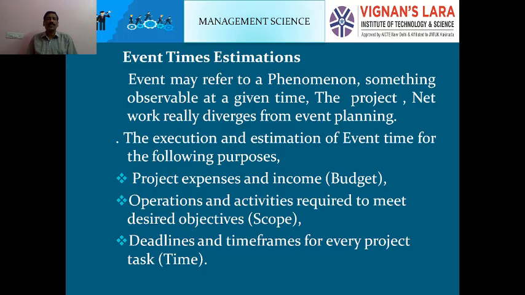What is the meaning of event time estimations under the CPM method? A brief idea regarding the estimation of the event times. An event may be a phenomenon, something observable at a given time. An event means it is a task. A task consists of two events, a starting event and an ending event. An event can be denoted by a circle or node, which represents a task.